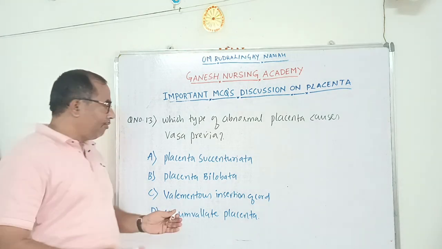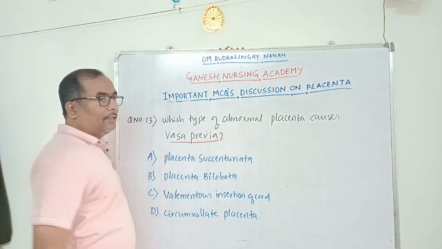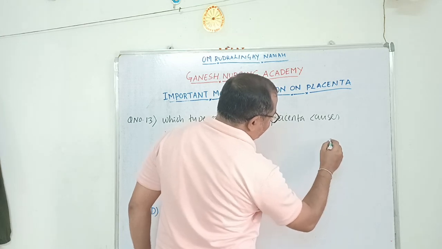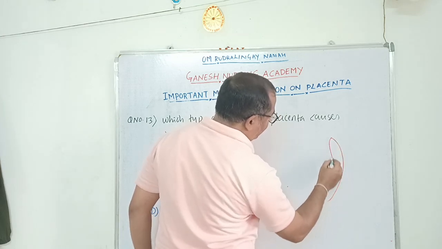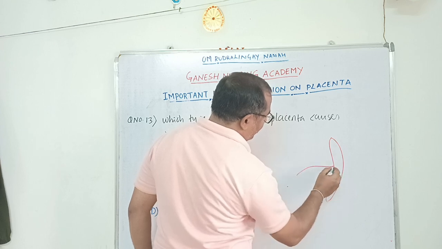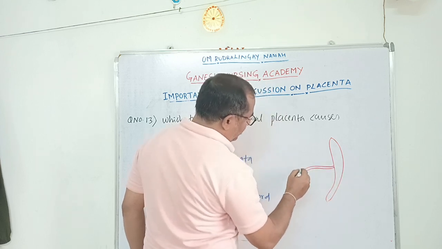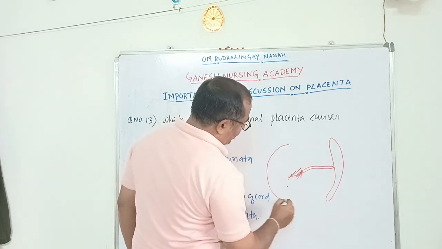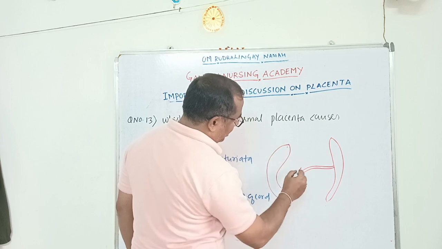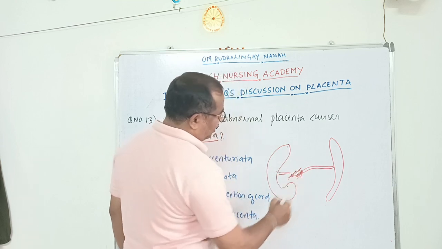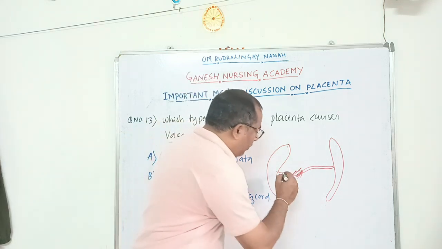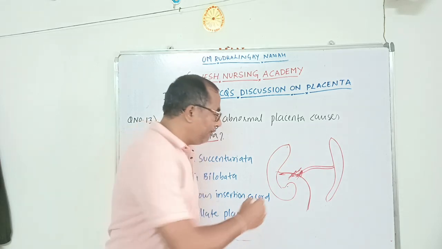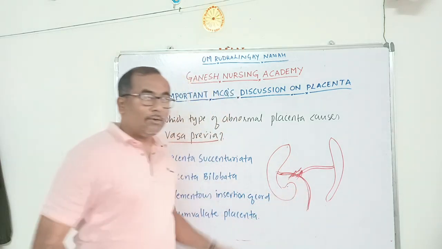So first we will see what we mean by vasa previa. In vasa previa there is a rupture. Suppose this is the placenta, and here is the umbilical cord. This is the baby, the fetus. The umbilical cord is attached here, and when it ruptures, fetal blood starts coming out. The fetus is losing blood.